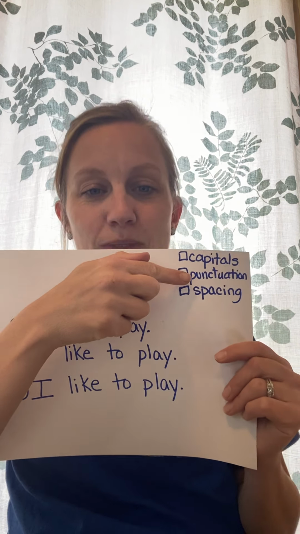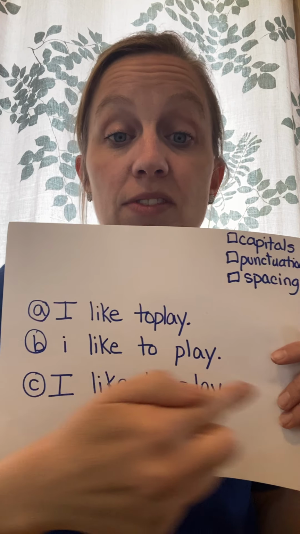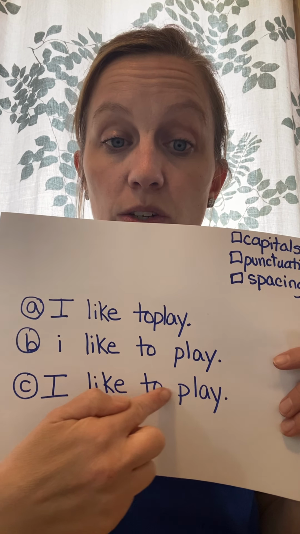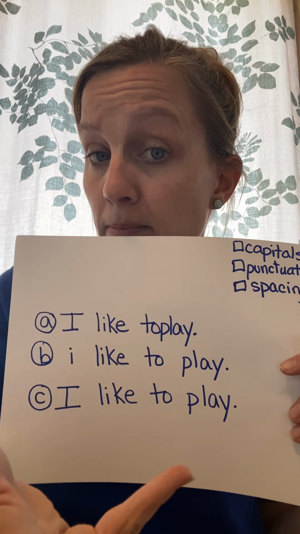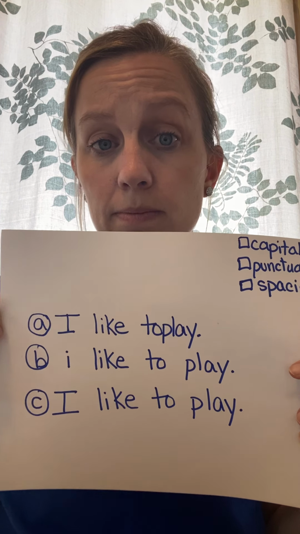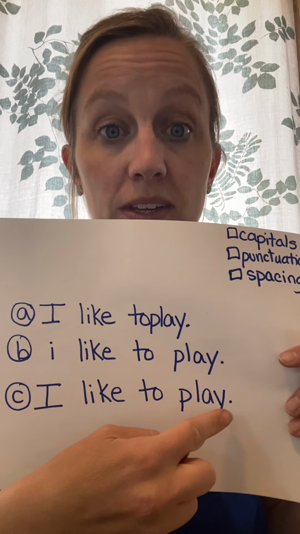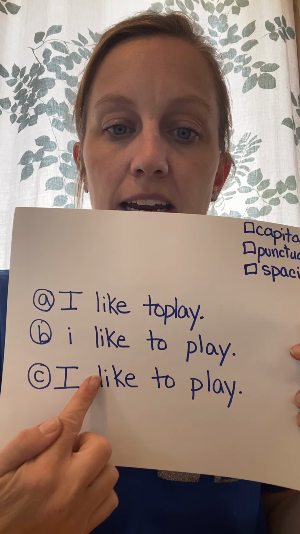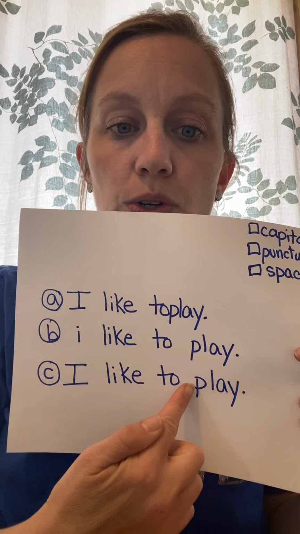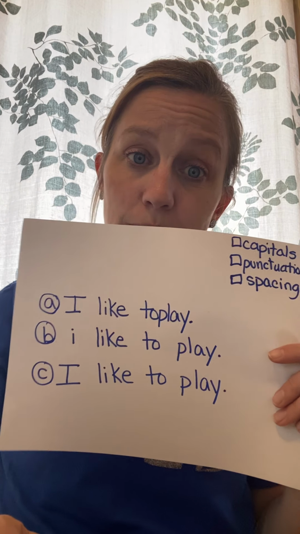The next thing on the checklist is punctuation. Punctuation comes at the end of the sentence. I like to play, period. Is I like to play telling something or asking something? It's telling something, so we need a period. So this punctuation looks good. Spacing in between, let's check it. I like to play. The spacing also looks good. So C is our best choice.